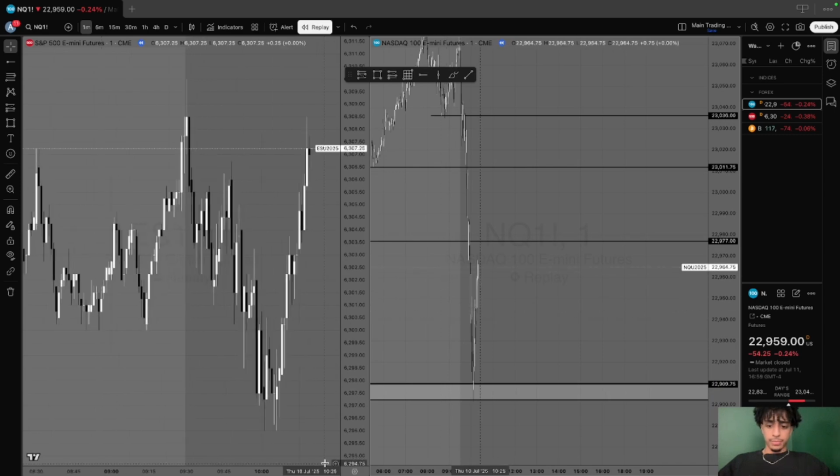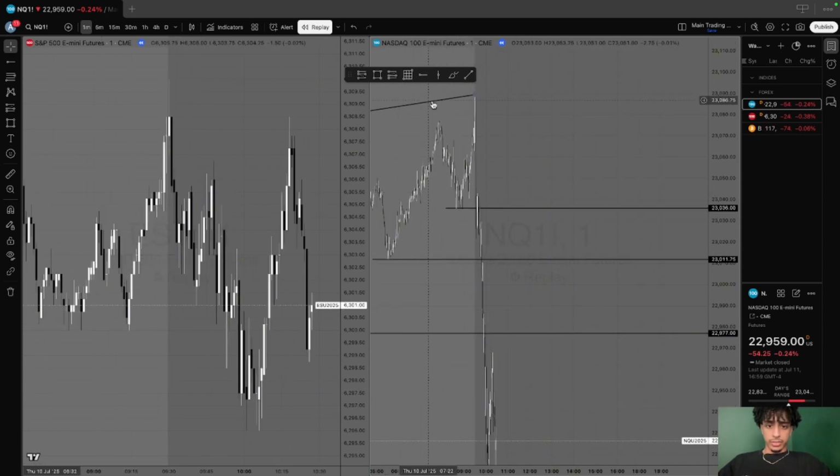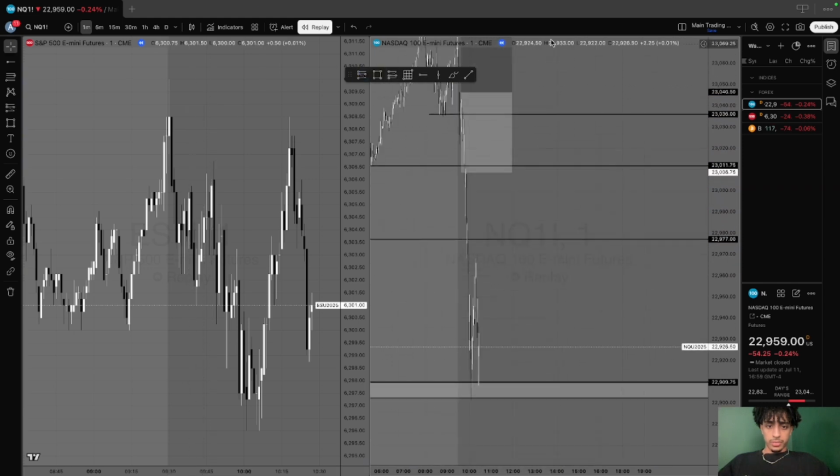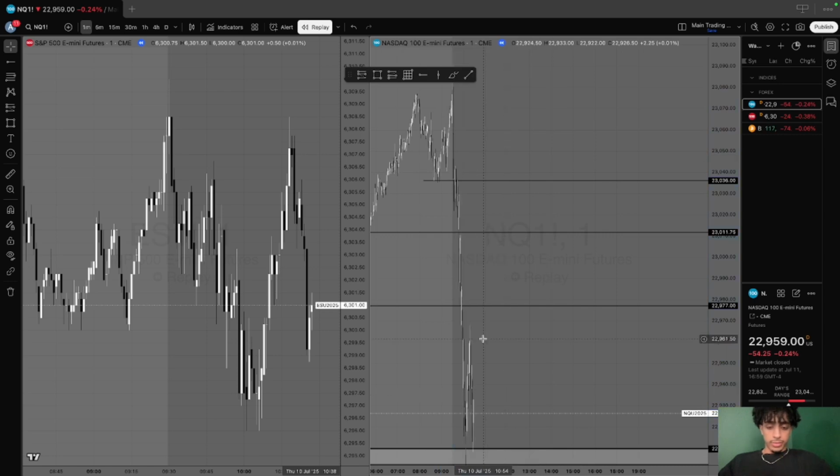And bank. Right. And I ended up actually taking this trade. I entered somewhere here, I believe. That's how I found my daily bias.